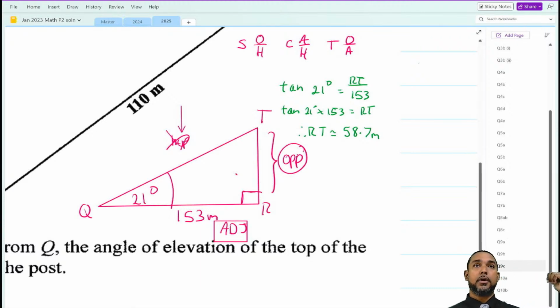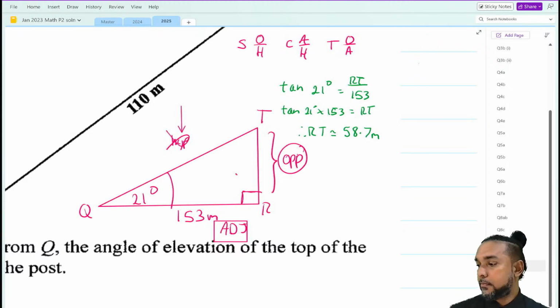Ladies, are you all okay with how we found the 58.7 meters there? You okay with that? All right, cool.